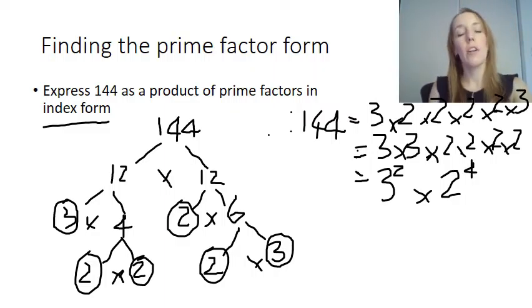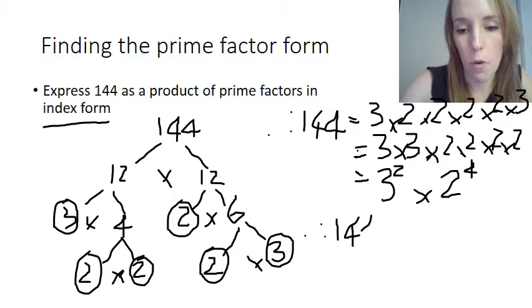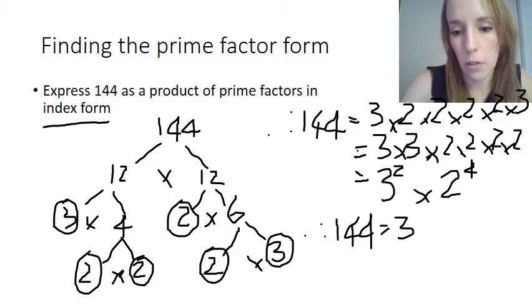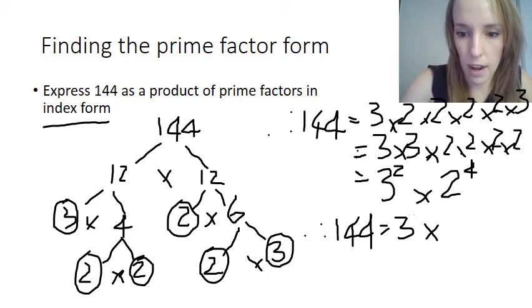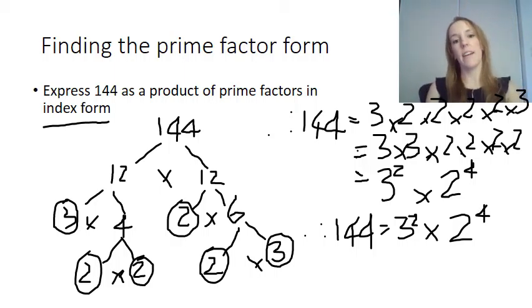So therefore the 144 equals 3 squared. I'll rub that out and try again. So 3 squared, there we go, multiplied by 2 to the power of 4. And that's our answer there.